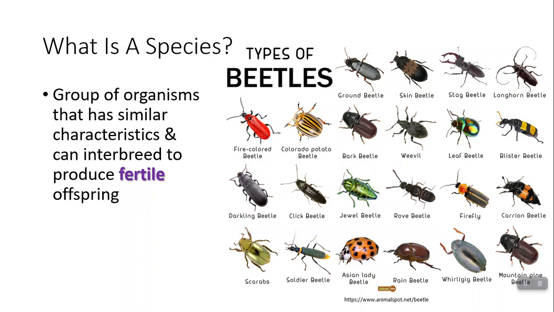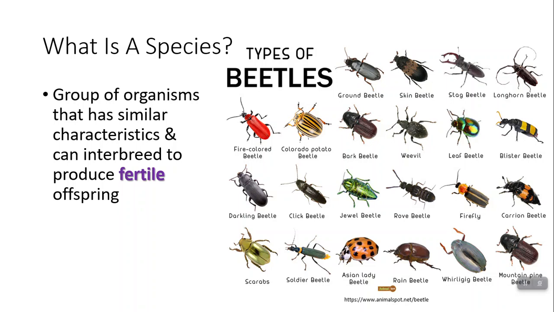A species is a group of organisms that oftentimes has similar characteristics and can interbreed, meaning they can have babies with each other, that are fertile. Fertile meaning they are capable of having babies. So all of the images you see here are different species of beetle. There are an estimated 400,000 known species of beetles, and that's just one estimate. It could be much higher depending on which scientist you're talking to and how they're doing the estimate.